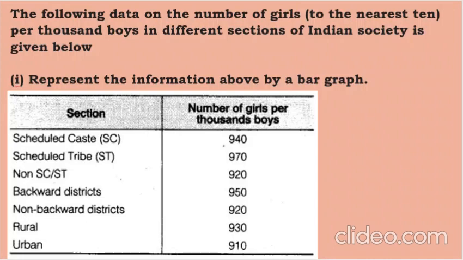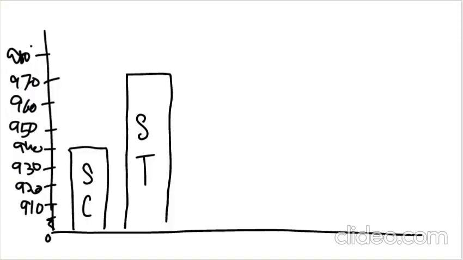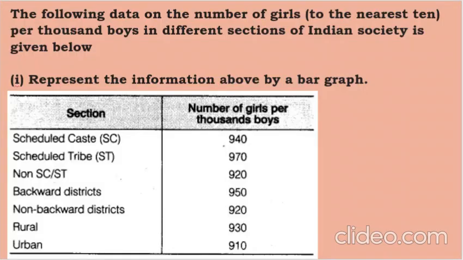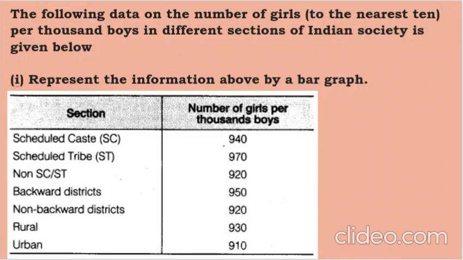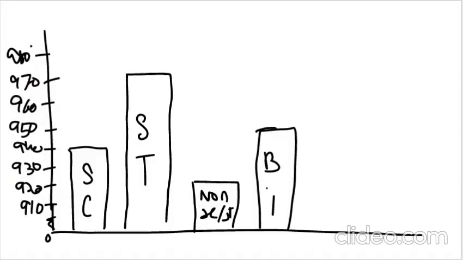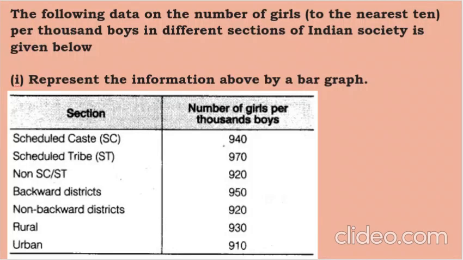Next, non-SC/ST are 920. Yes, here. These are non-SC/ST. Next, backward districts are 950. Where is 950 here? This is 950. This is backward districts. Next is non-backward, again 920. Non-backward districts. Then rural is 930.